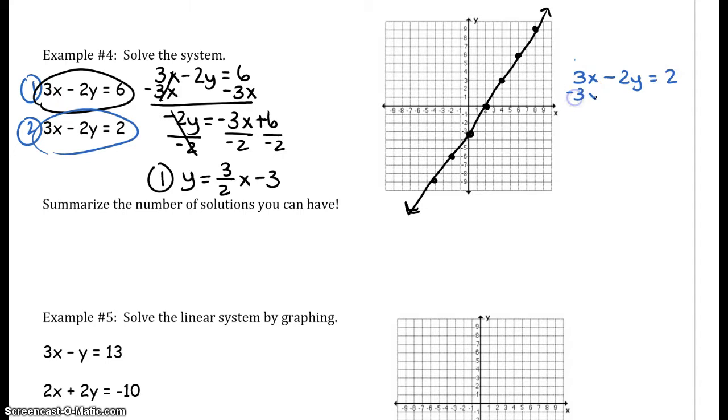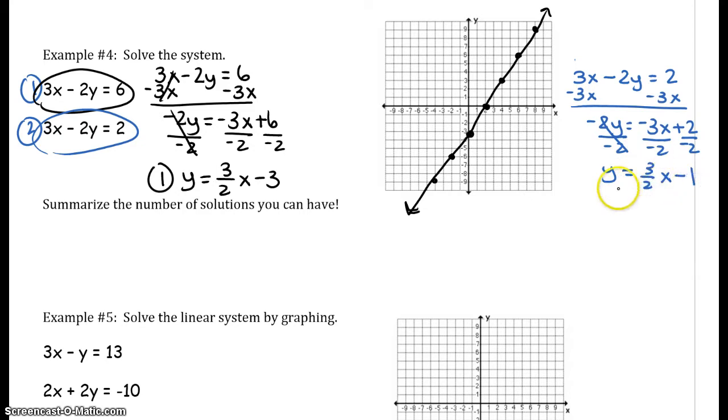I'm going to subtract 3x. Negative 2y equals negative 3x plus 2. Divide by negative 2 on everything. Y equals 3 over 2x minus 1. All right. So we're going to graph this one. This is our second one, right? We're going to start at negative 1 and go up 3. 1, 2, 3, and over 2. Up 3 and over 2. Up 3 and over 2.